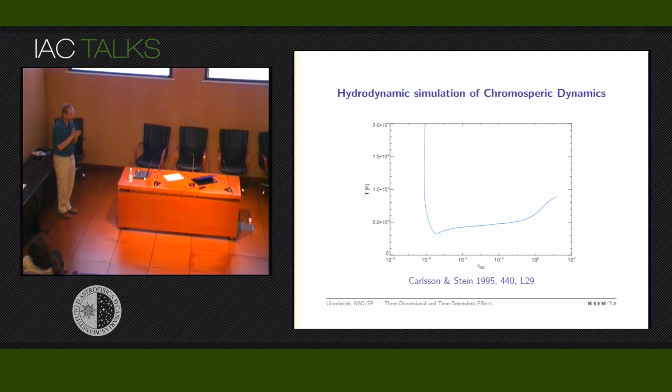This is now a series of snapshots from a one-dimensional simulation performed by Carlson and Stein, where they started out with a radiative equilibrium model and put a piston at the bottom of the atmosphere, so they vary the pressure, and that generates sound waves that then travel upwards, because the densities in the atmosphere become lower and lower, and you have to conserve rho v squared. The density becomes lower, rho becomes lower, v squared grows, and you form shock waves. These shock waves then dissipate and heat the atmosphere.